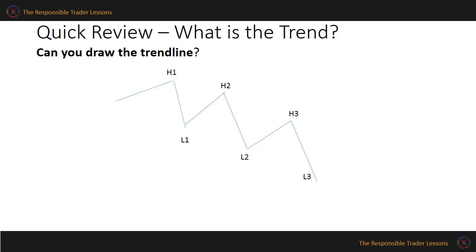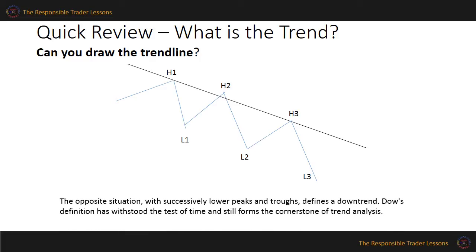Next one, what is the trend? Can you draw the trend line? If you answered that the trend is down, you're correct. And we draw the downtrend line by connecting H1 to H3. A downtrend has a pattern of successively declining peaks and troughs.